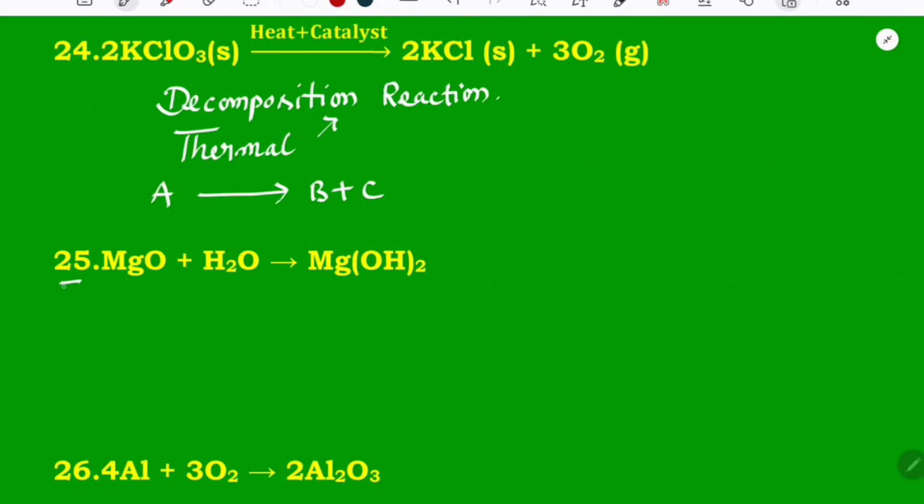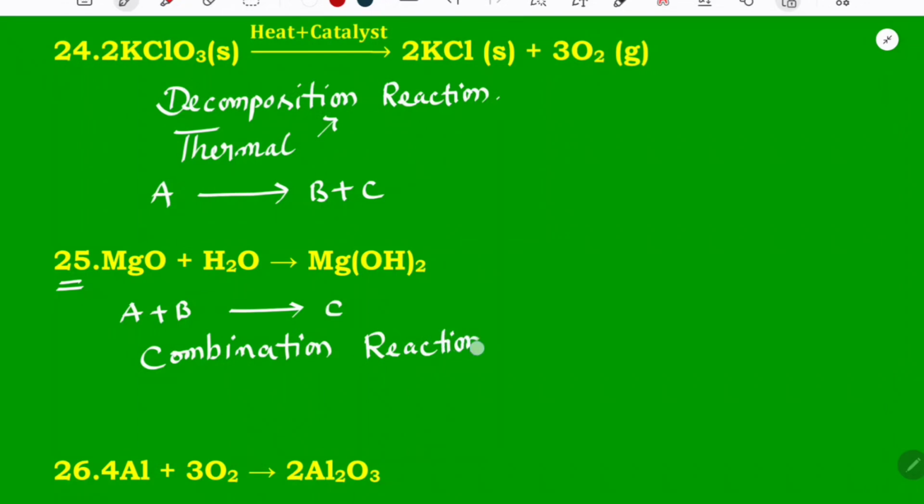Next, here magnesium oxide is reacting with water to form magnesium hydroxide. So here two reactants combine to form a single product. Magnesium oxide is one reactant and water is one more reactant. These two reactants are combining to form magnesium hydroxide. So this reaction belongs to which type of reaction? Combination reaction.